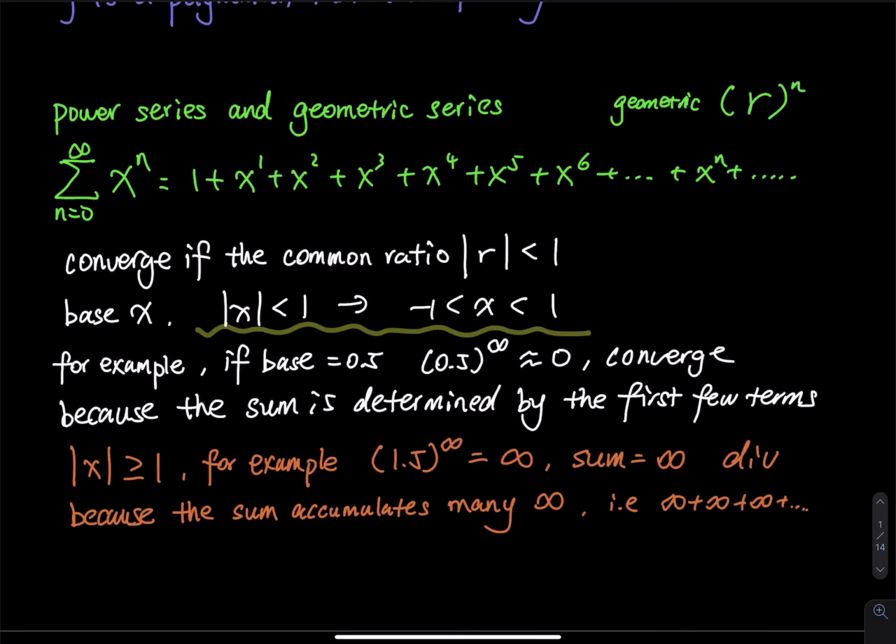All right, and then on the other hand, when the absolute value of the base x is greater than or equal to 1, for example, 1.5 raised to infinity, you will get a very large value. So that means if you look all the way to the right of the expansion, they are all infinity. So you are summing up a bunch of infinities. Of course, the sum equals infinity. As a result, the geometric series diverges. All right, so that is the basic concept of power series.